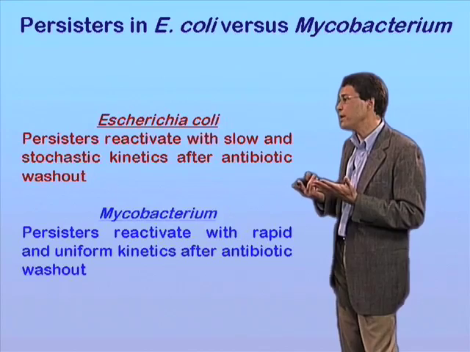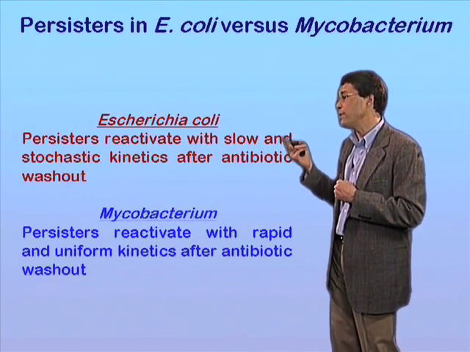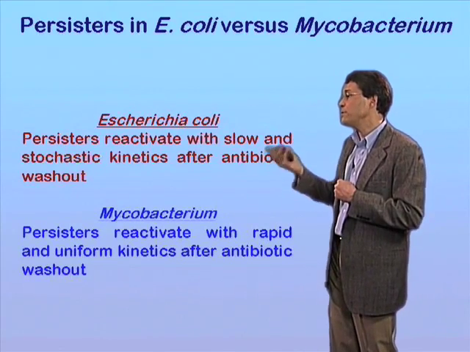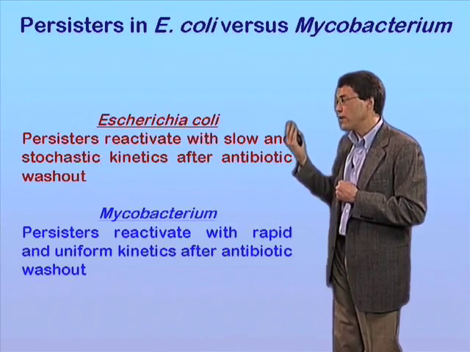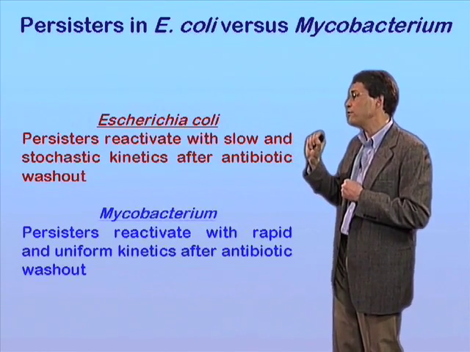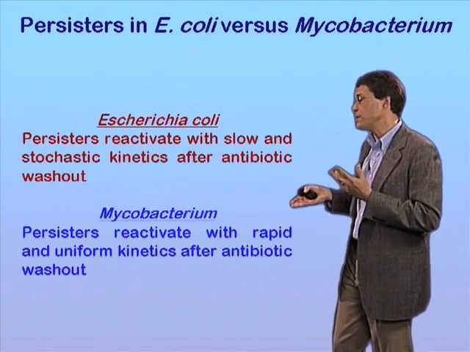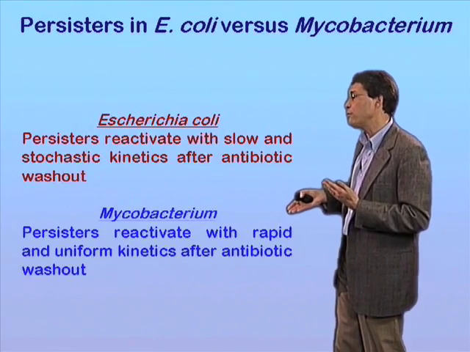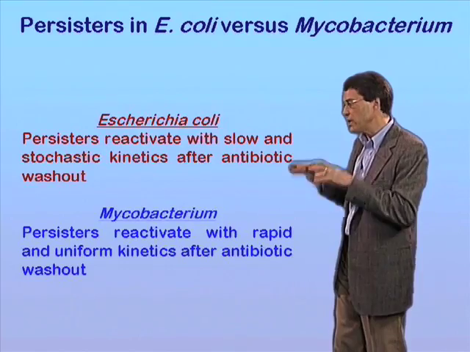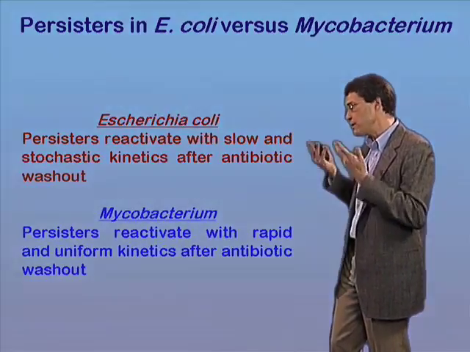And when we wash out the drug in the microfluidic device, we find that E. coli persisters reactivate with slow and stochastic kinetics after antibiotic washout. So it's almost as though it's a process of radioactive decay determining whether a cell can reactivate at a given time or not after drug washout. Whereas in mycobacteria, those persisters reactivate almost immediately, very rapidly after drug washout and with uniform kinetics. So it seems very clear that the drug is actually keeping them in this non-dividing state. As soon as that pressure is removed, the bacteria start to grow again.